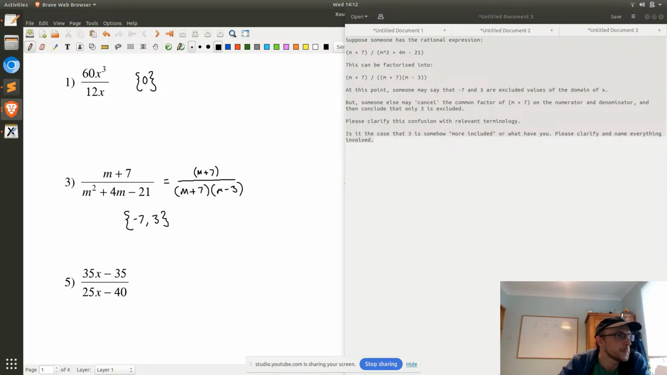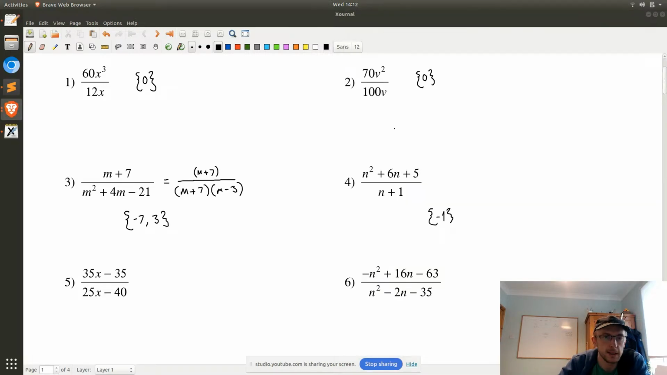Okay. m = -7 is a removable discontinuity. The graph as a whole at that point. And that's a non-removable discontinuity. Vertical asymptote. Okay. Continuing on.